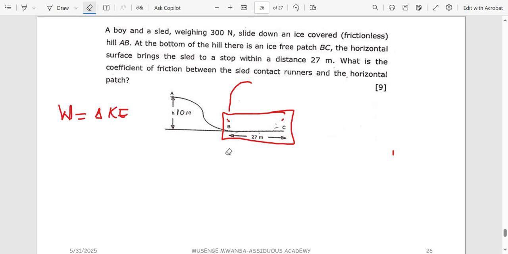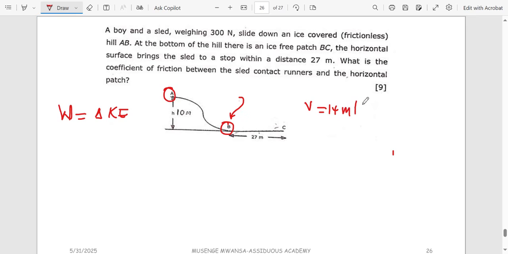Meaning that I need first to find the velocity at the point B. To find the energy or the velocity at the point B, we'll still use energies which are conserved. The energy on top is equal to the energy at the bottom. So I can simply borrow, because we had already calculated the velocity from the previous method to be 14 meters per second. And then from the point B to the point C, that's when we can use the work energy theorem, not really conservation of energy.